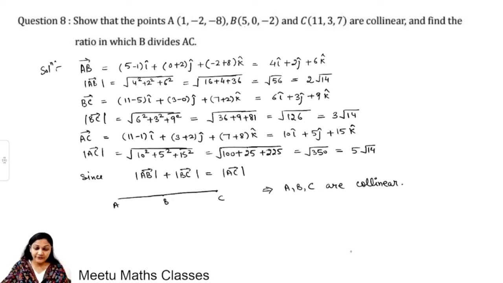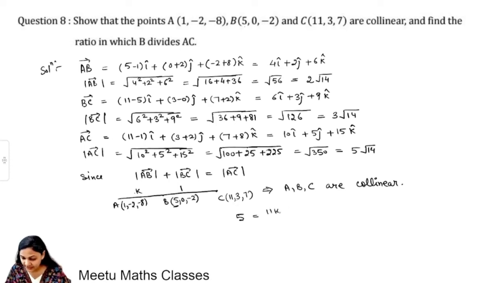Now you have to also find the ratio in which B divides AC. Let that ratio be k:1. A is 1, minus 2, minus 8, B is 5, 0, minus 2, and C is 11, 3 and 7. Okay, if the required ratio is k:1, then using the section formula you can find the x coordinate of B. The x coordinate of B is equal to k times 11 plus 1 times 1, upon k plus 1.